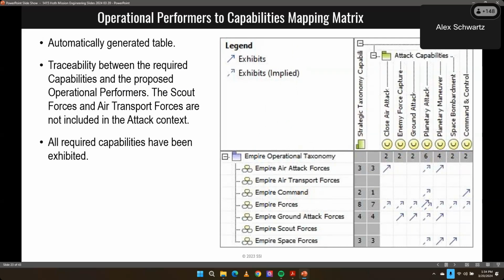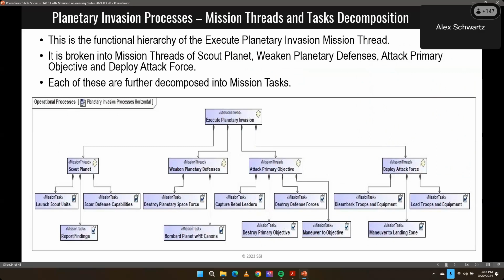And then you can ask, what are the operational performers I have? Have I expressed all the different capabilities with these? Do I in fact have some performers here that have no capabilities that they're deploying? And should I say, well, wait a minute, why is the Empire Scout Force a part of this attack plan? They should have been in the other one. I need to remove that from my architecture. So it's all these built-in double checks, but you have to pay attention to them and realize what their purpose is. So that was the high-level structure.